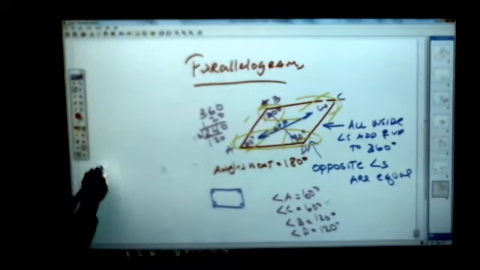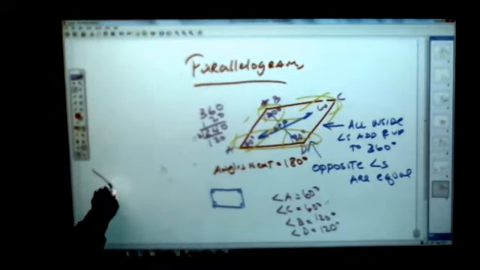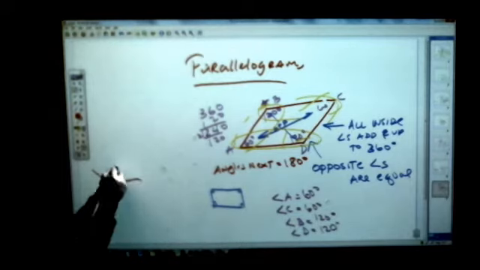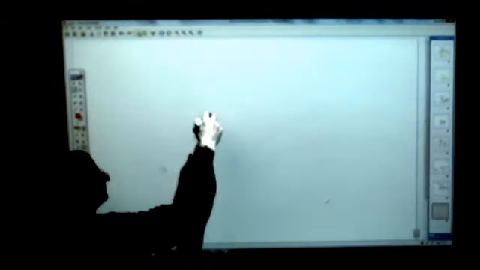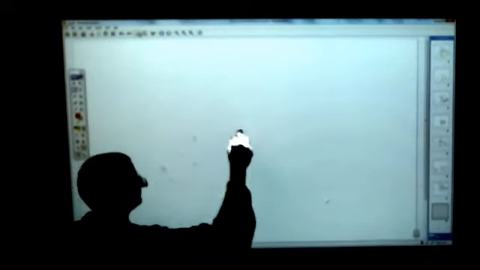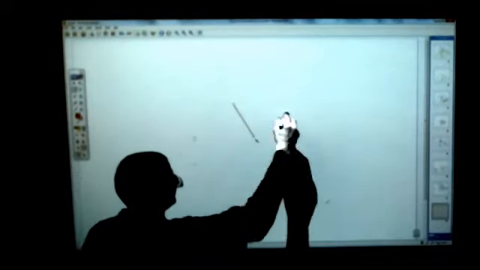So let me draw another one. What if my parallelogram looks like this? Which is really small, isn't it? Forget that. Let's go big. So here's my parallelogram.